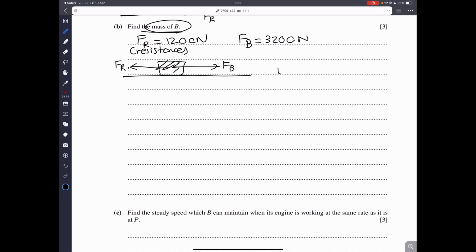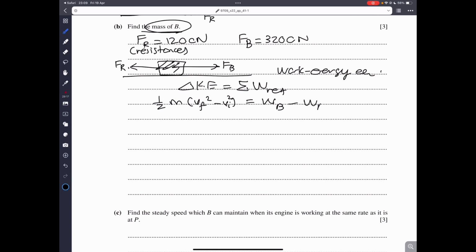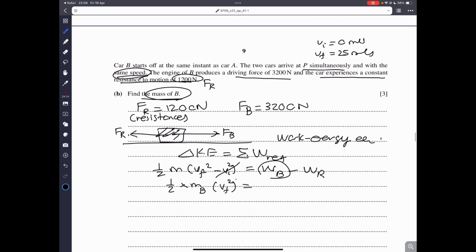So we use a work energy equation again. The change in kinetic energy is equal to the summation of work done, the net work done. So 1/2 m (vf squared minus vi squared) equals the work done by the driving force minus the work done by the resistance force. We can cancel out vi because it starts from rest, so 1/2 m vf squared equals the work done by the force.